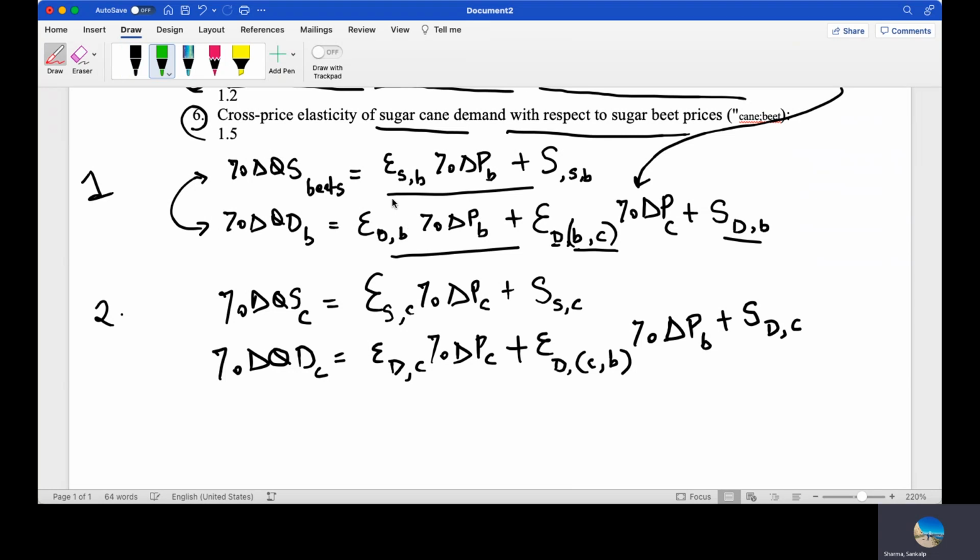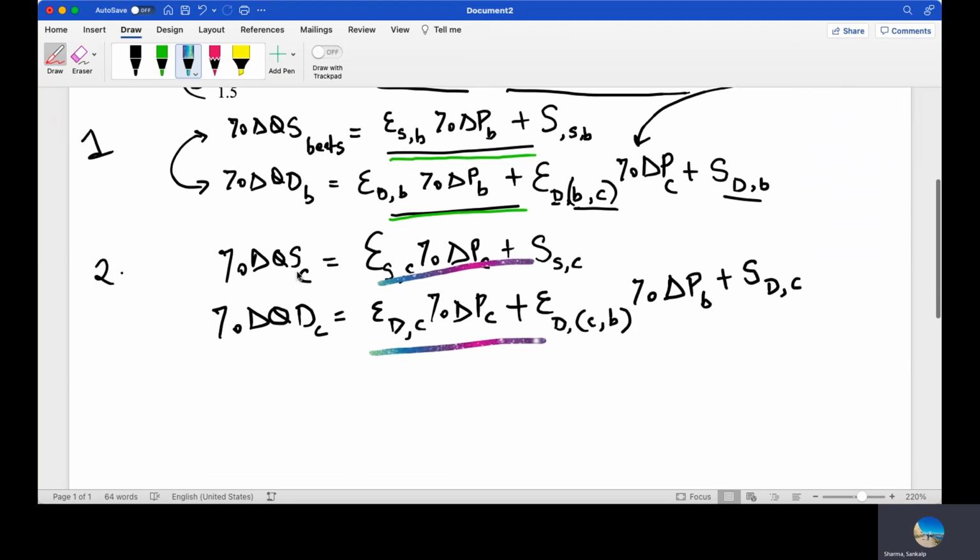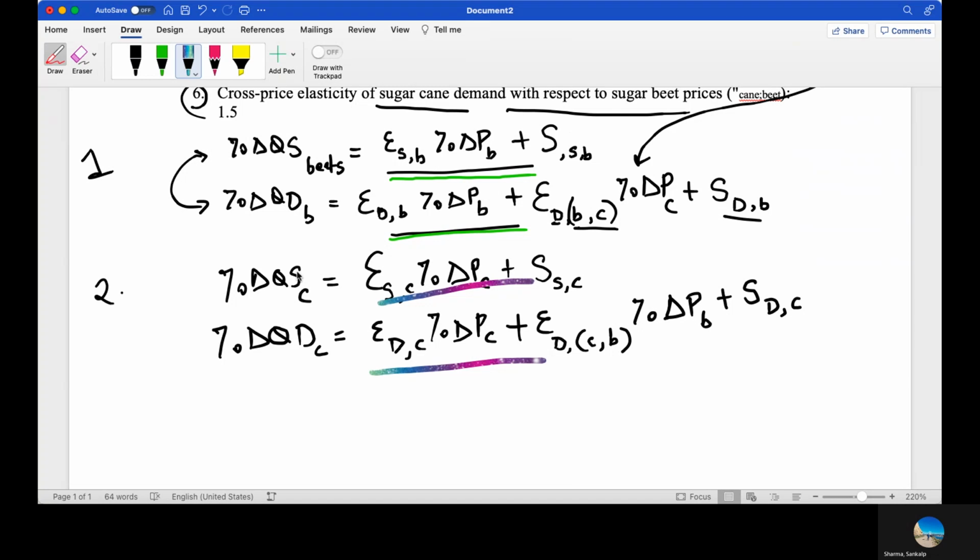So with green, you have to set this equation equal to this equation. And then let me use this color. You have to set this equation equal to this equation. And wow, that's a super funky color. I think it's some sort of space color. Okay, and that's pretty much it.